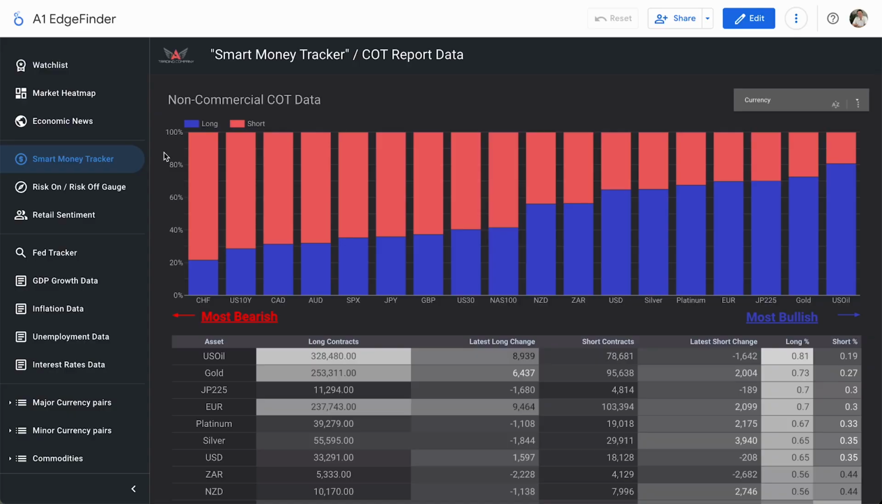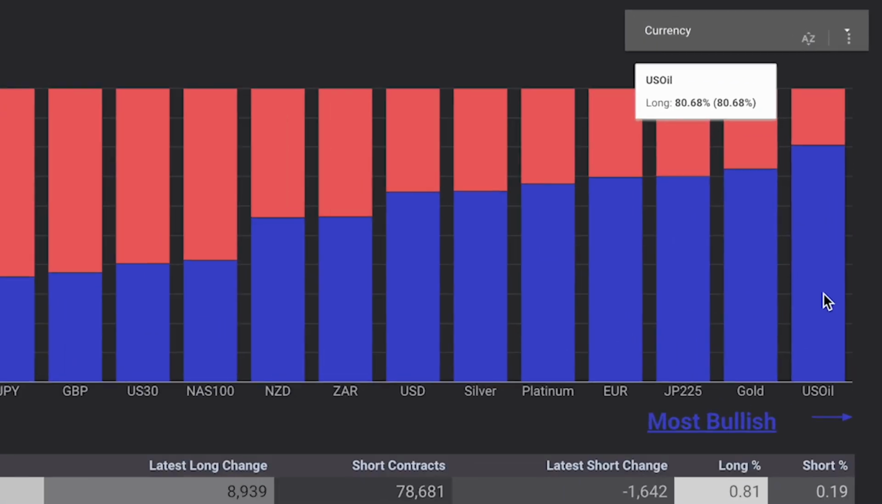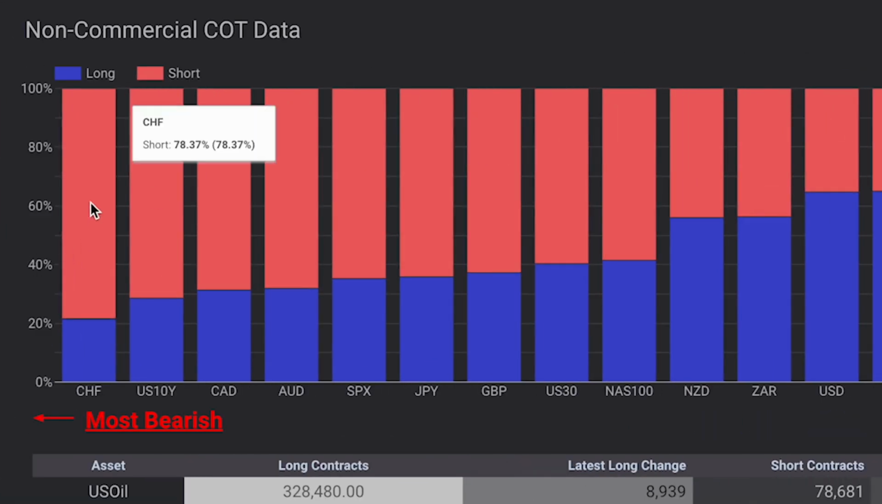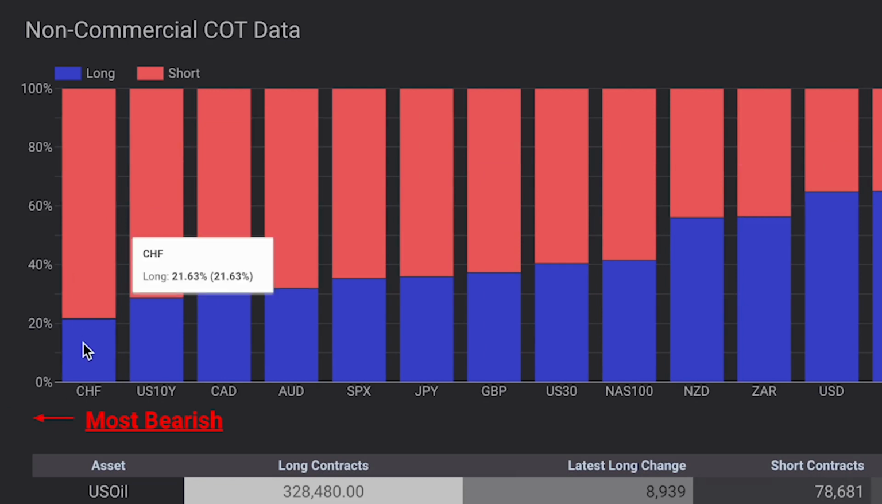Smart Money Tracker, of course, is our COT data or institutional trader data. We're going to see what the institutional traders are going long and short on, what their favorites are. And it looks like oil is their favorite on the long side at 80.68% long and 19.32% short. Swiss franc, on the other hand, is their favorite on the short side, 78.37% short and 21.63% long.